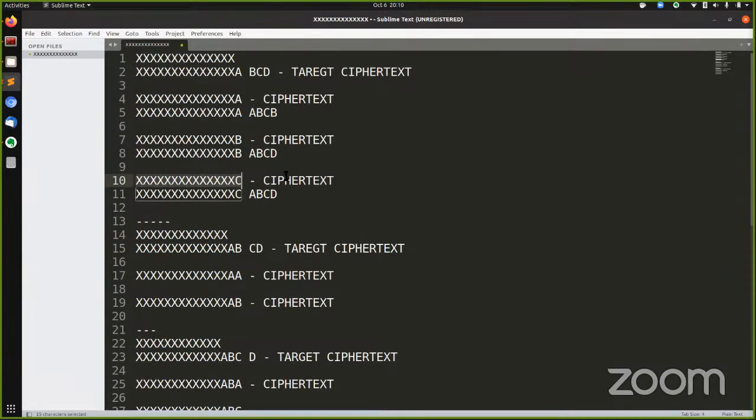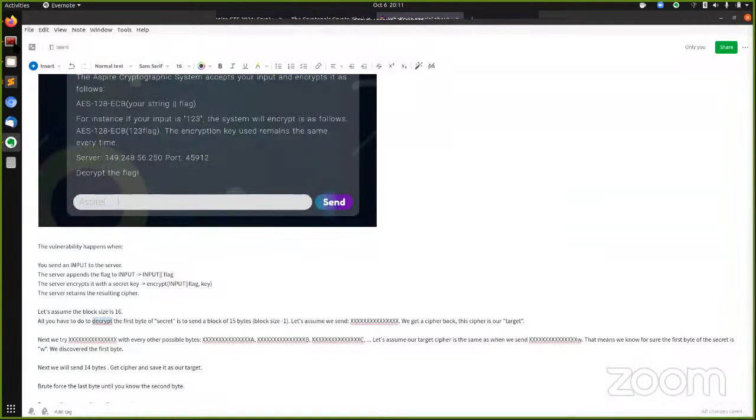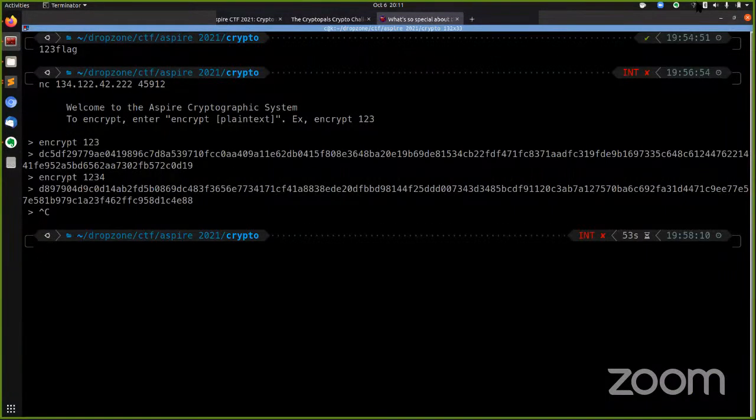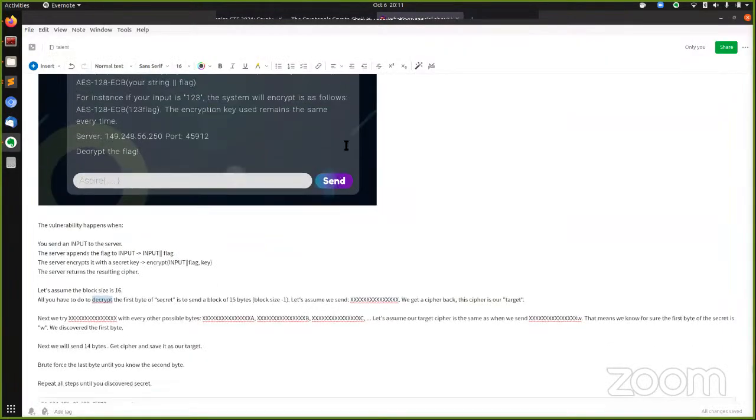So hopefully you've been able to follow how we are doing this, but we're going to do it practically with our challenge. So let's do it practically now. The first thing we do is connect to our system. Once we connect to our system, again, we are going to send it 15 X's. So let's start there.